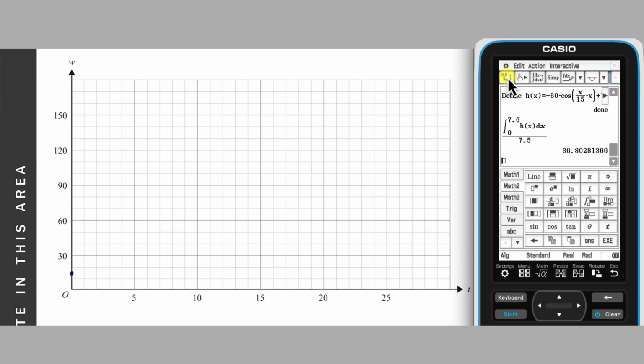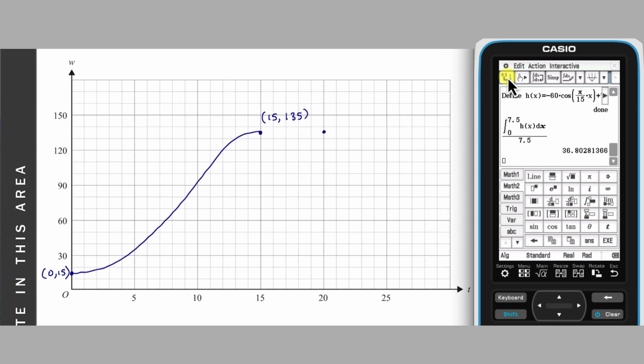The height starts at 15 metres, and the first 15 minutes equates to half a revolution, meaning that the height of A reaches its highest point of 135 metres after 15 minutes. This part of the graph should look like half a period of the cosine curve, the going up half.